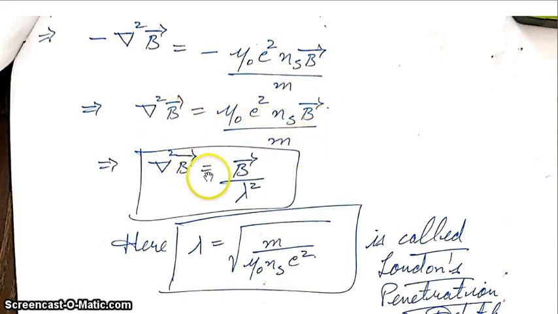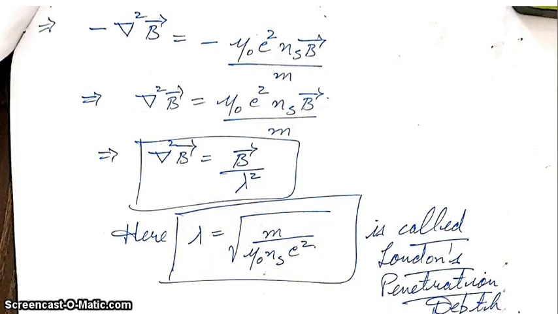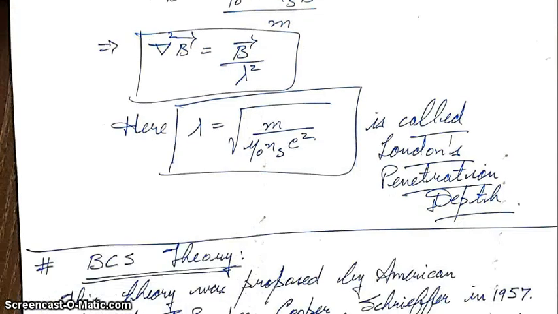Del square B vector is equal to B vector by lambda square. This equation may be written in this form, where lambda is equal to root m over mu naught ns e square, and this lambda is called London's penetration depth, right?